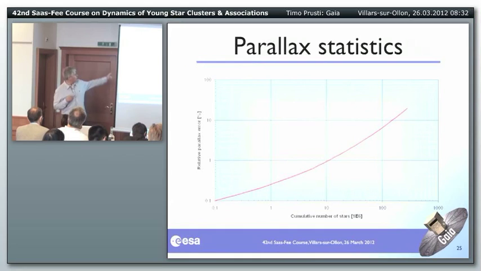Even if you're happy with 10% accuracy, you are having a sample of more than 100 million stars from Gaia. So I think it will be quite an impact on the understanding of stars.